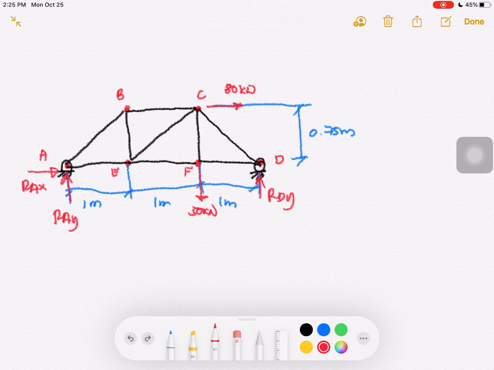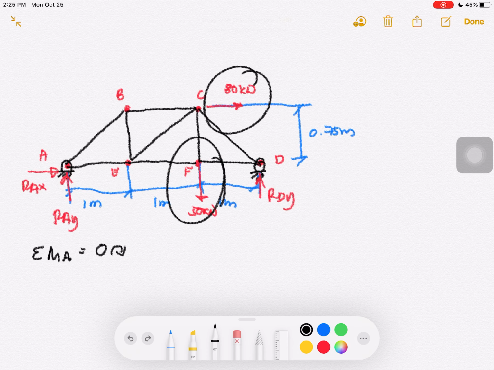So the simplest way to solve this is to get a moment at point A. Because when you select moment at point A, the RAX variable and RAY variable will be eliminated. And therefore, you'll be able to get this one. You only have one missing variable. Okay? So, summation of moment at point A equals 0, clockwise positive. What are the forces? This one, and this one. Okay? So, let's start with 50 kilonewton.